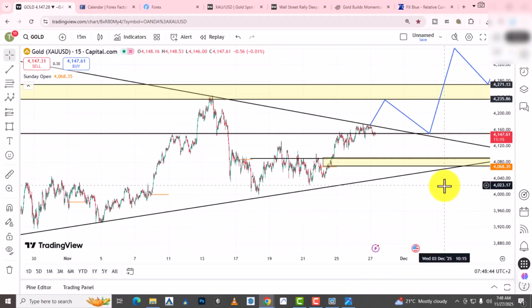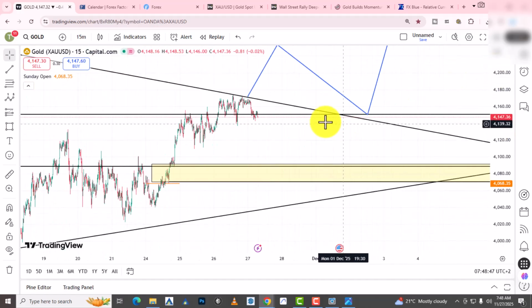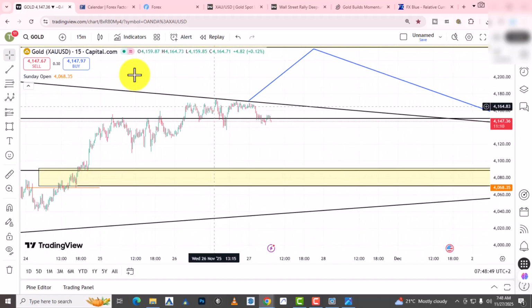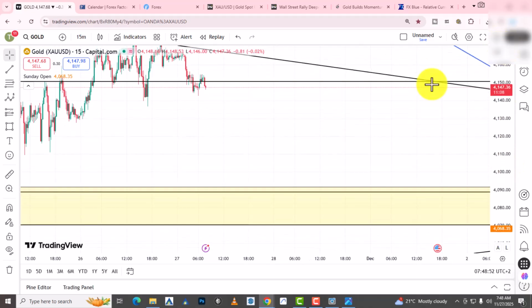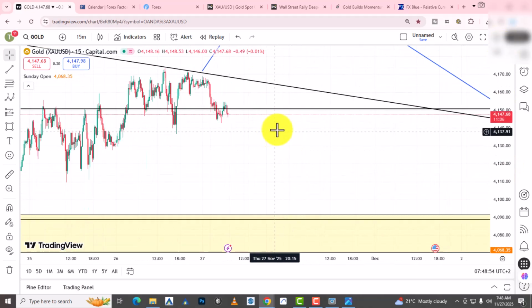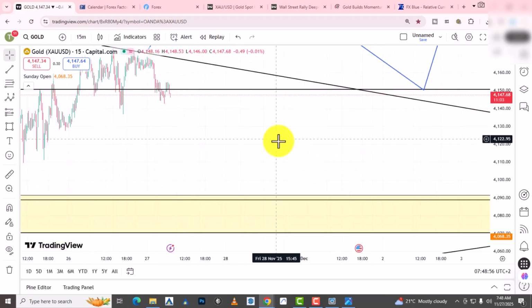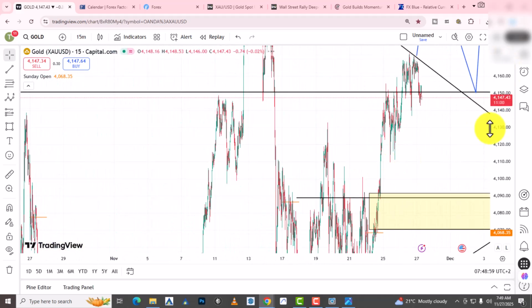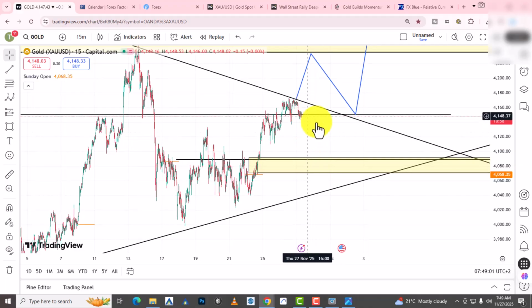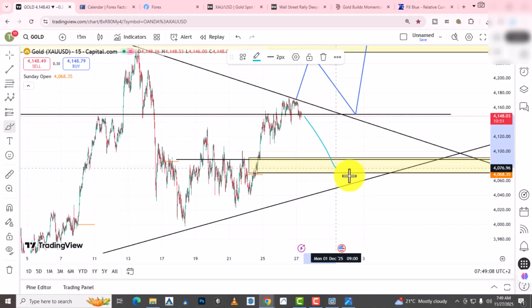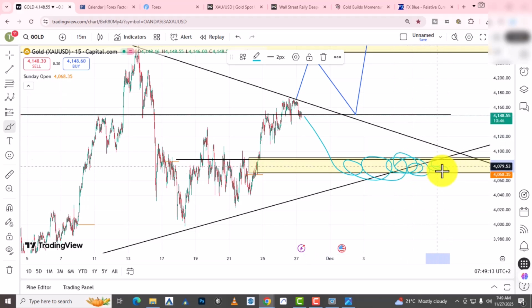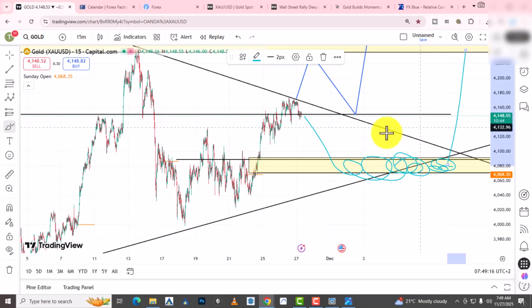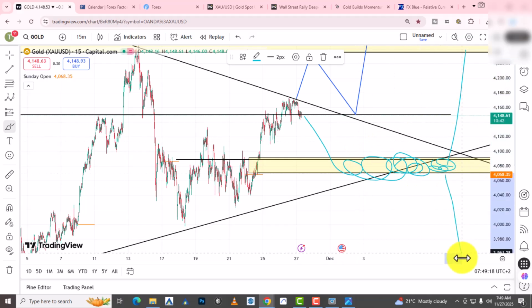Our setup was this one. Sharing with my team. I'm still bullish, but it has to correct, I guess. It has to come back to the zone. The zone is very important. And yeah, correction, and then we go up. Or we continue.